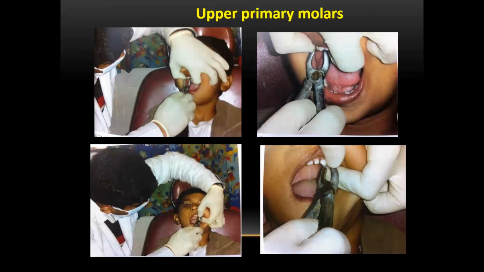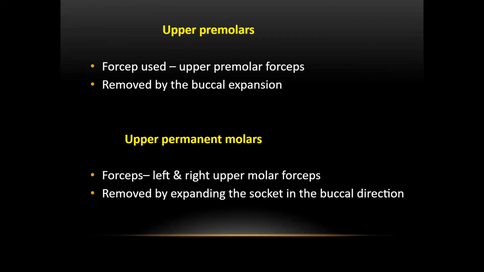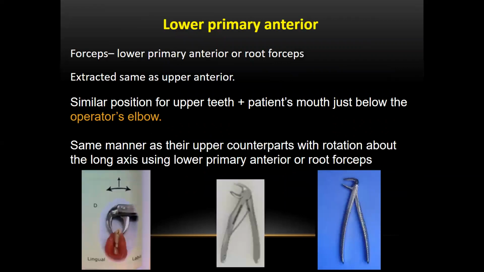The tooth will be out of its socket. Upper primary molars: this is how you need to place the forceps. Upper premolar forceps are used, and the tooth is removed by buccal expansion. This is a permanent tooth, not primary. Upper permanent molars have forceps for left and right. Upper molar forceps remove the tooth by expanding the socket in the buccal direction.